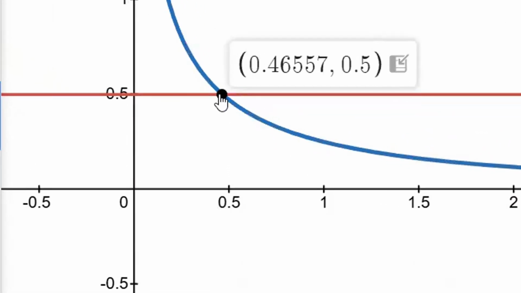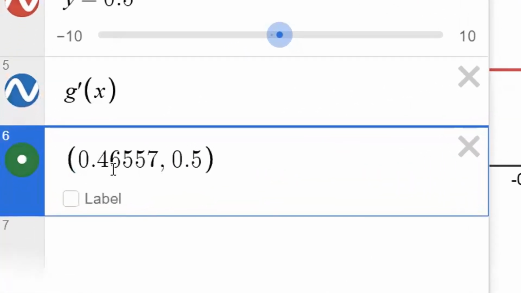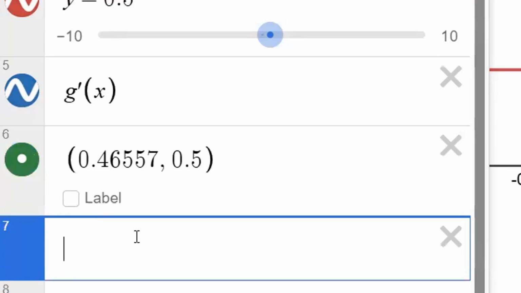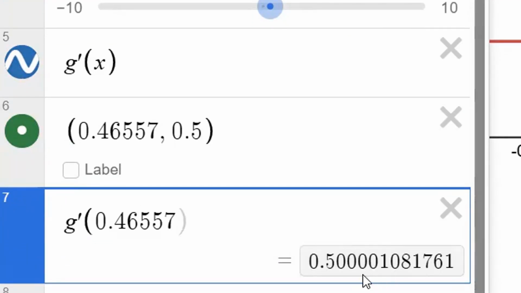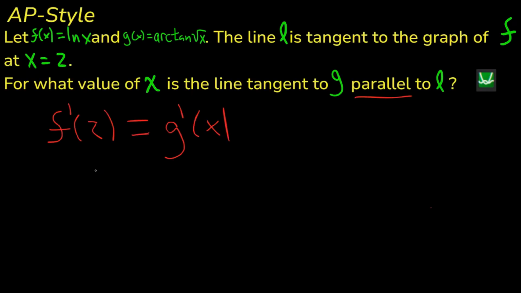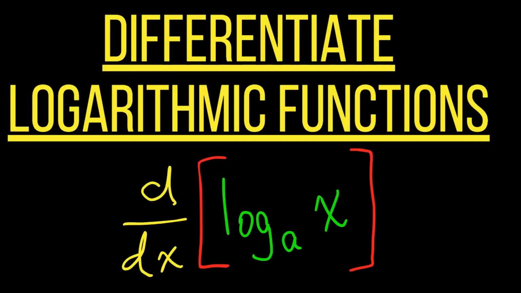So here is the point, and it's at x equals 0.46557. And I could double check that by doing g prime of that value. And notice it's really close to 0.5. That's because this is a decimal to 5 decimal places of accuracy. So we would report our answer as x equals 0.46557. Well, that's it for differentiating logarithmic functions.